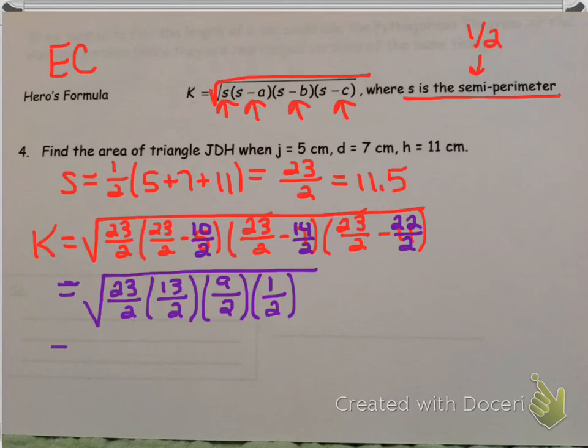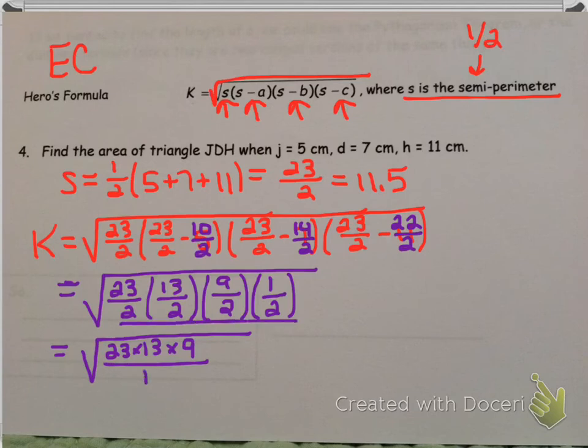Now here's where things are going to look a little weird. I'm going to do things on purpose in this order, okay? So on top, I'm going to write the numbers out like they're multiplying, so 23 times 13 times 9, and I don't have to do the 1, obviously, but in the denominator, I'm actually going to multiply all four numbers together. So 2 times 2 times 2 times 2 is 16. And the reason I'm going to do that is because these denominators will always be 2's, I always end up with 16 in the denominator, which has a perfect square root.